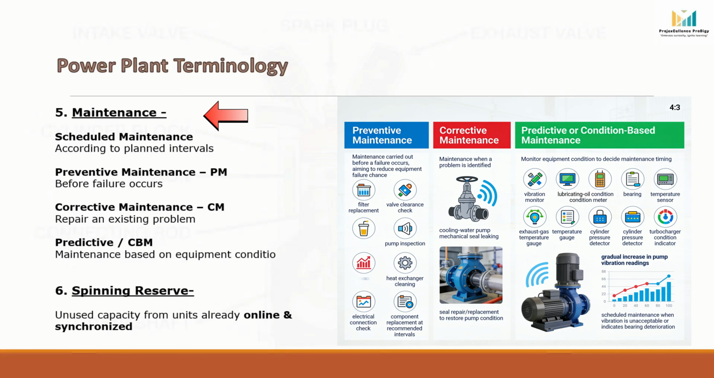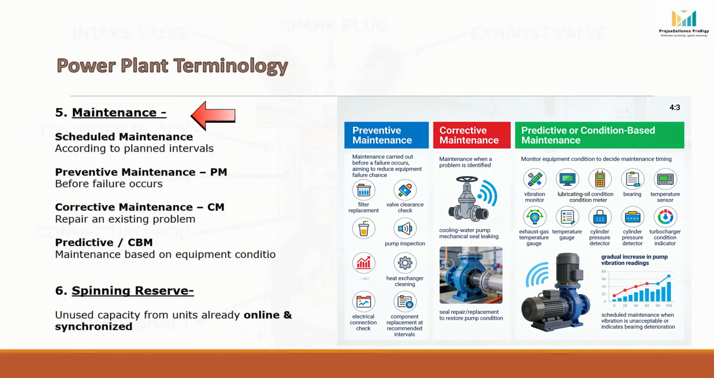This is the maintenance which is carried out before a failure occurs with the aim of reducing the chance of equipment failure. For example, changing filters, checking valve clearances, inspecting pumps, cleaning heat exchangers, checking electrical connections. The basic idea is don't wait for the equipment to fail. Maintain it before failure occurs. So preventive maintenance means prevent the problem before it happens.